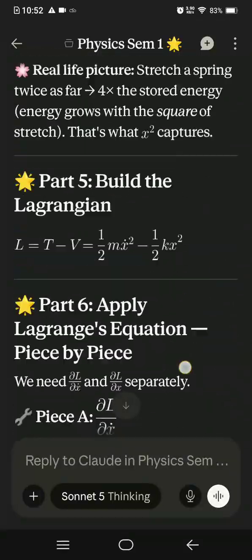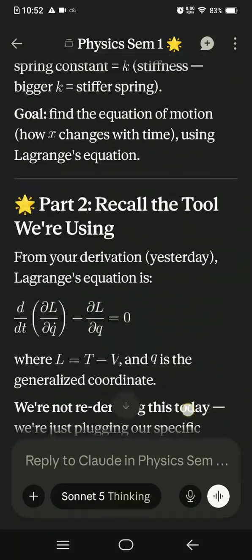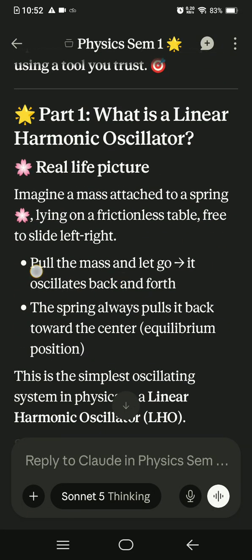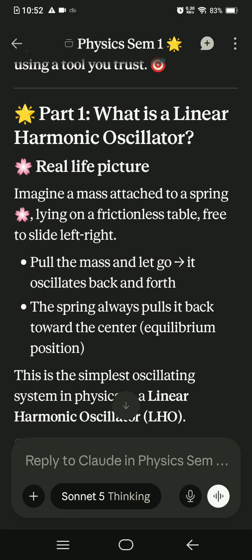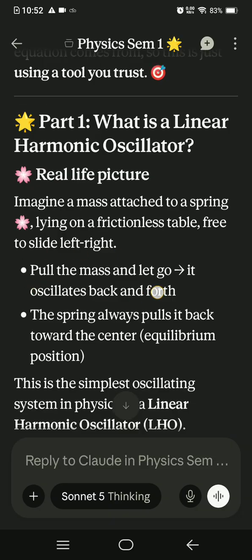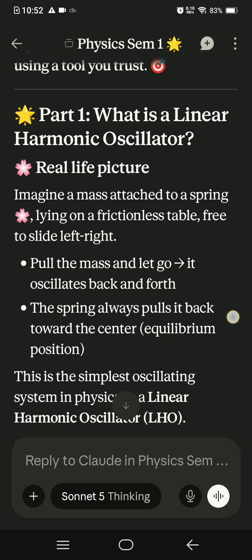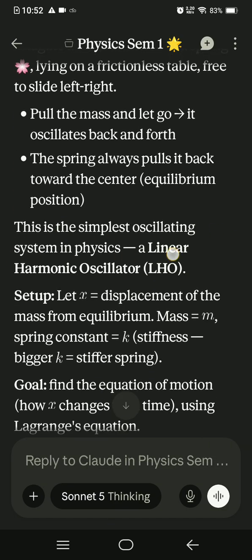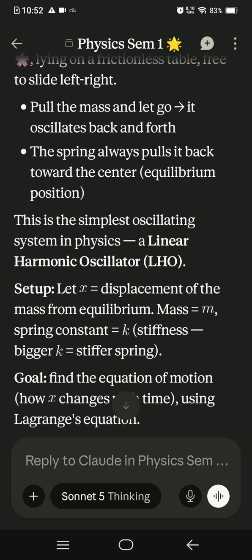Okay, let's do it. So now we have a spring attached to a mass lying on a frictionless table, free to slide left and right. If you pull the mass and let it go, it oscillates back and forth. The spring always pulls it back towards the central equilibrium position. This is the simplest oscillating system, the linear harmonic oscillator, LHO.